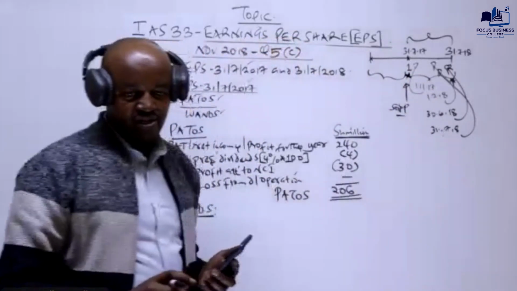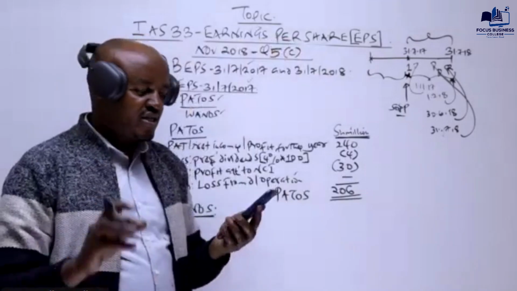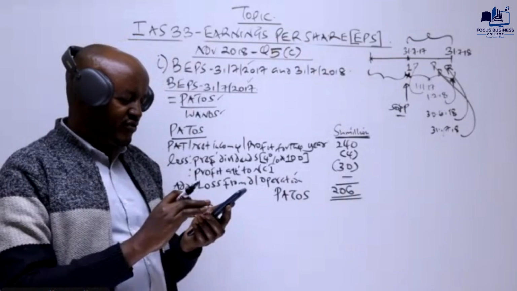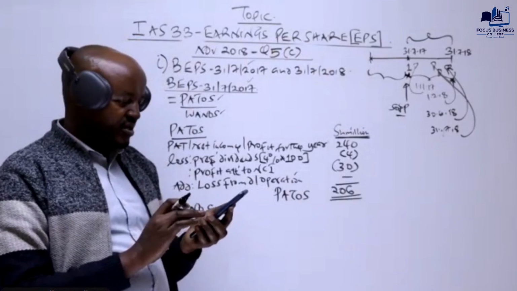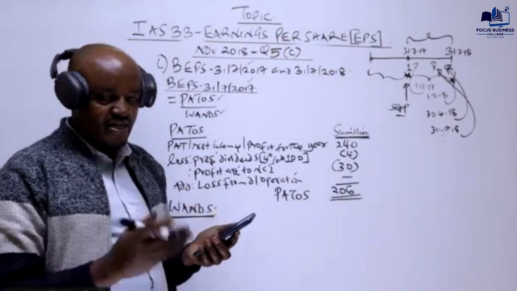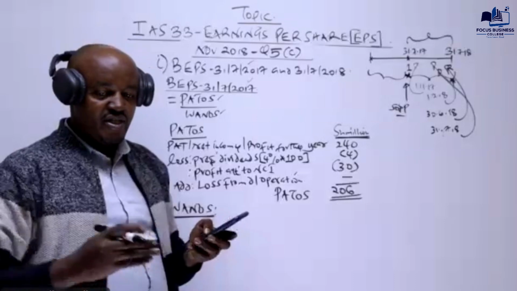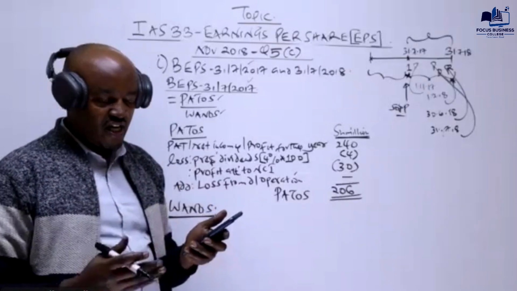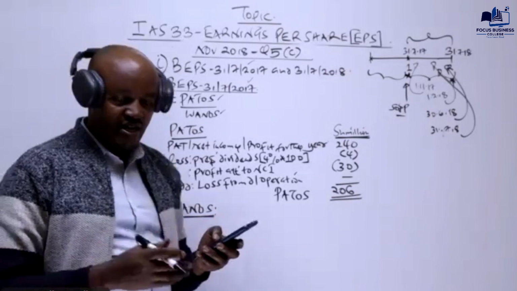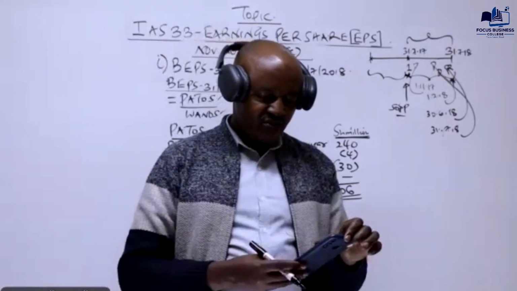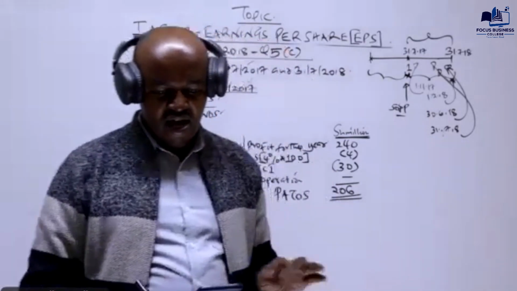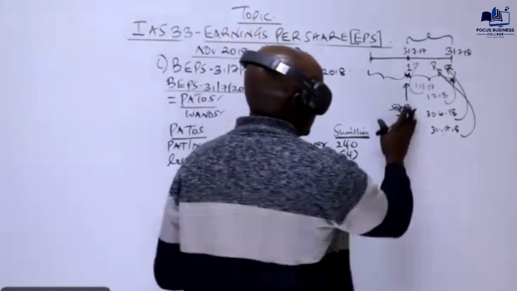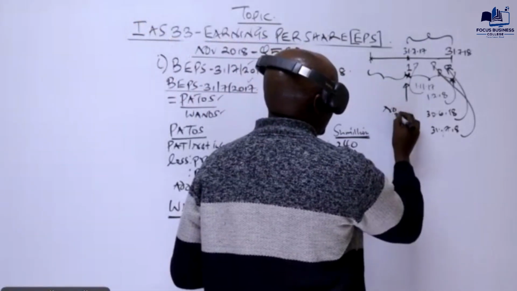In that statement of financial position, we are given the share capital at the end of 2017. So how much was the ordinary share capital of the company at the end of 2017? Equity share capital is the same as ordinary share capital. How much was that? That was 200 million.